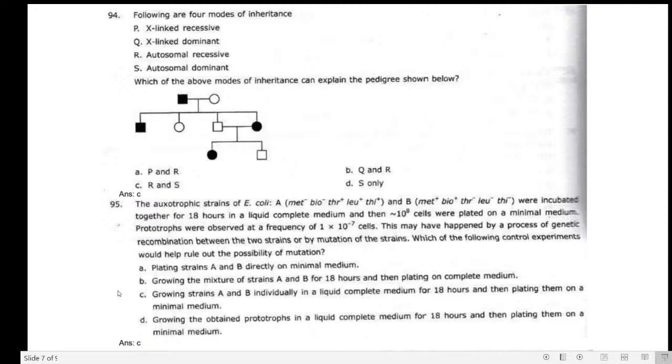The C is the answer. Growing strain A and B individually in a liquid medium for 18 hours, then plating them on a minimal medium. This is the reason for the mutation.